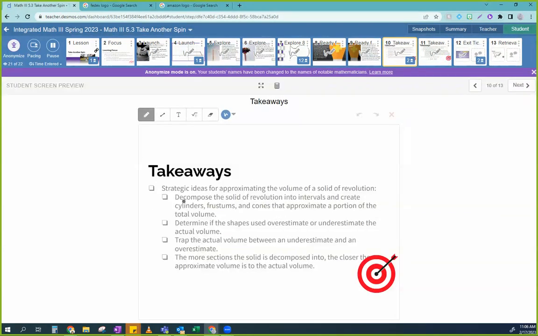Decompose means pull apart. If there was a Lego structure in front of you, decompose means to take the Legos apart. So decompose a solid of revolution into intervals, meaning sections, and create cylinders. We made cylinders. Some of you made frustums. Some of you used cones to get your frustums, and then approximate a portion of that total volume, right? The second part is determine if the shape used is over or under. Do we all do that? Now we understand what over and under is, right?